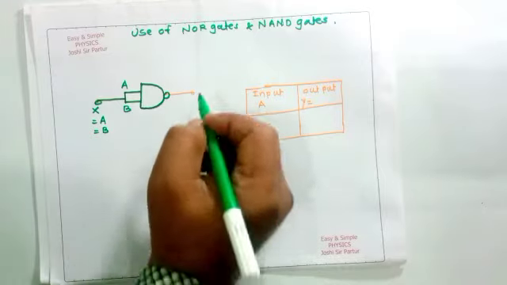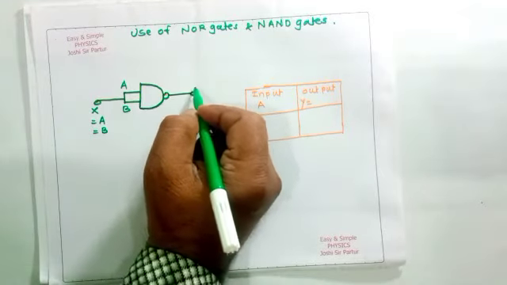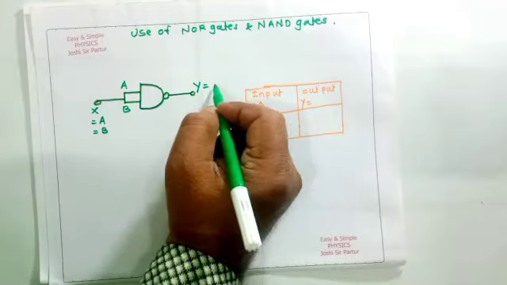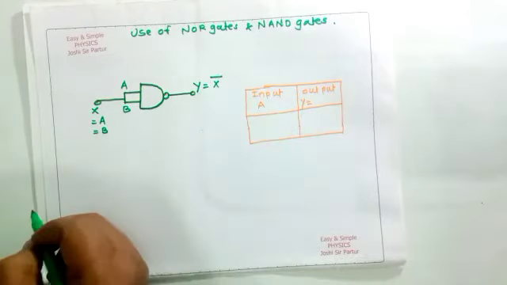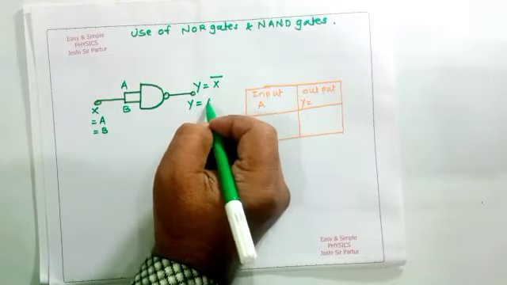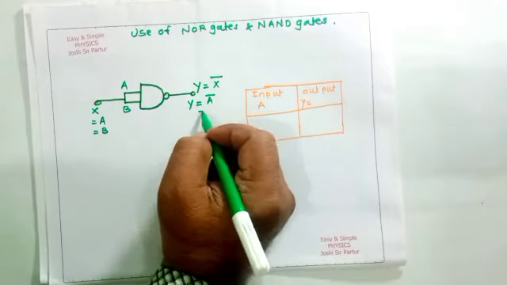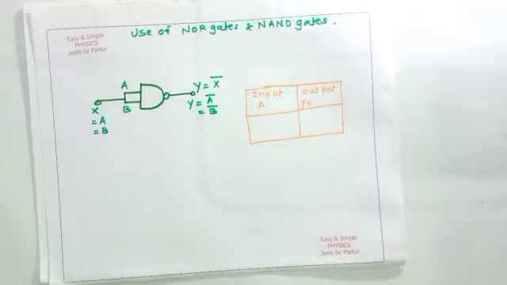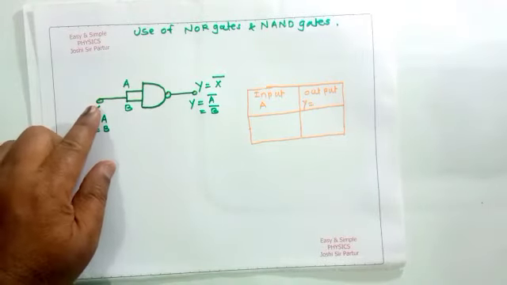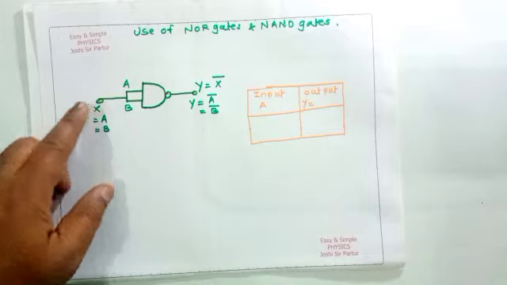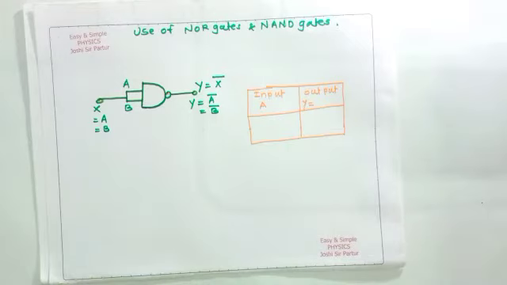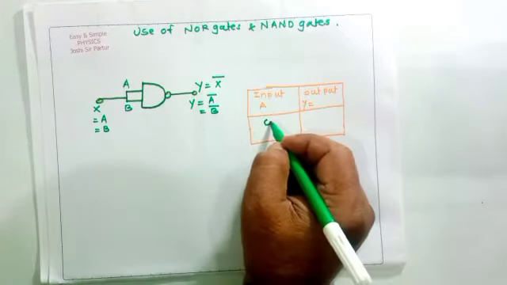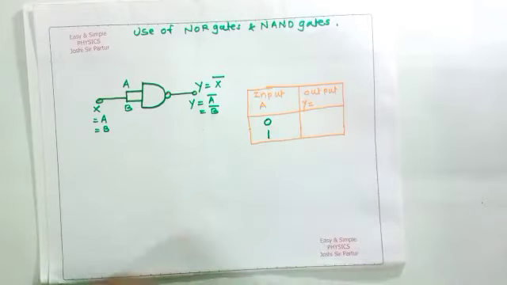What happens? Output Y is the complement of X. Means Y is equal to complement of A or Y is equal to complement of B. So that only one input is there, it has two possibilities, low and high. Means we can verify the truth table.